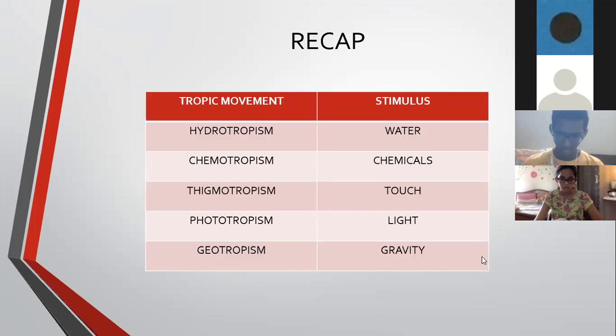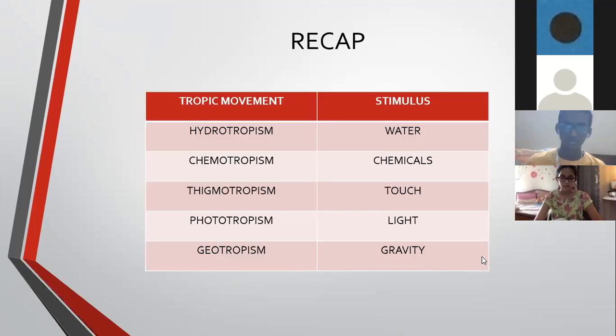Now, Shamak, example of phototropism. A plant moving towards sunlight. Yes, one only change, the plant bending towards the sunlight. Yes, the plant, or we can say the stem of the plant, bending towards the sunlight. Yes, Shamak? Yes, ma'am. Okay.